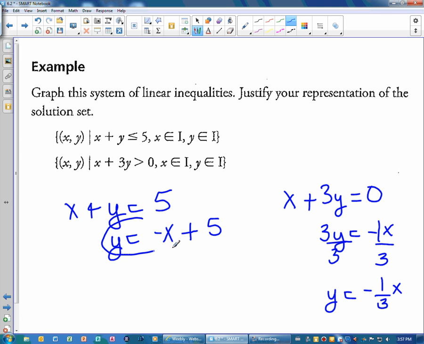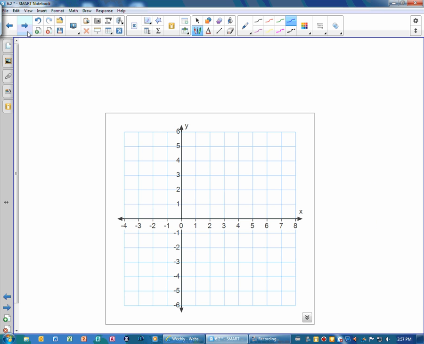So these are the two lines I'm going to graph. Y equals negative x plus 5 and y equals negative 1/3 x. So let's go ahead on the graph and draw them. Okay, y equals negative x plus 5 and y equals negative 1/3 x.